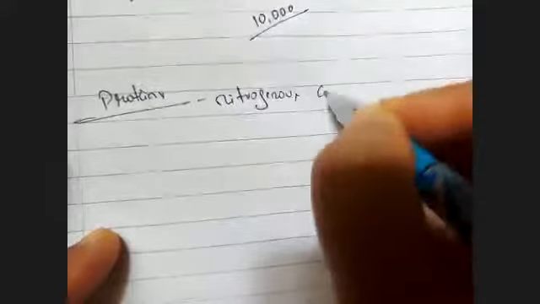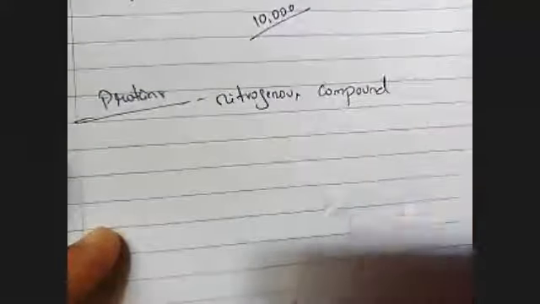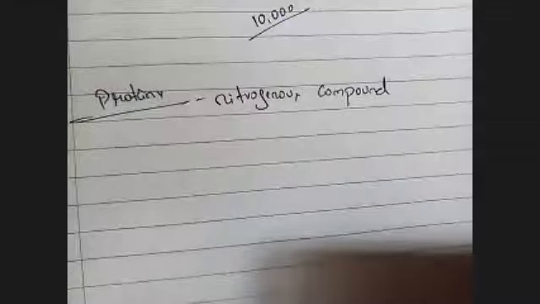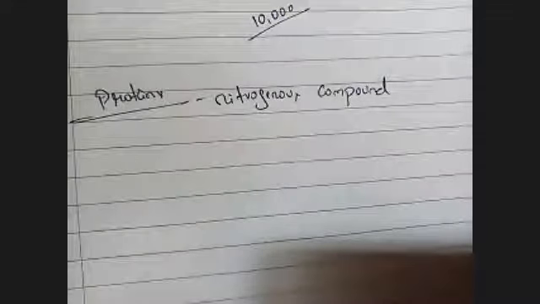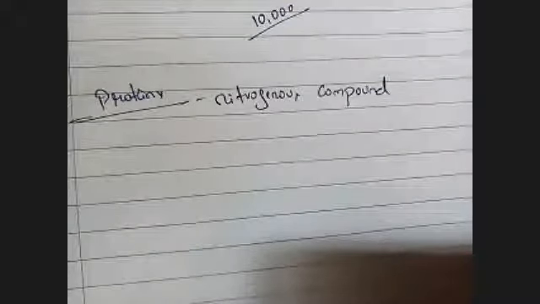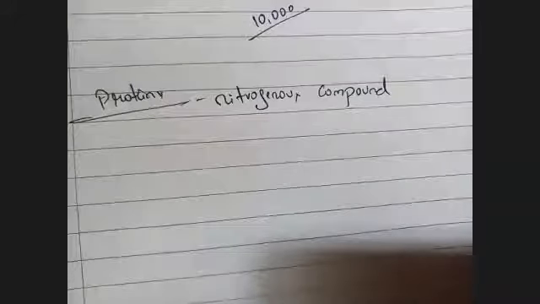Nitrogenous compound. It's a nitrogenous compound found in all living organisms, found in all living systems. And when the amino acid cluster forms quaternary or complex structures, it leads to the formation of your protein.